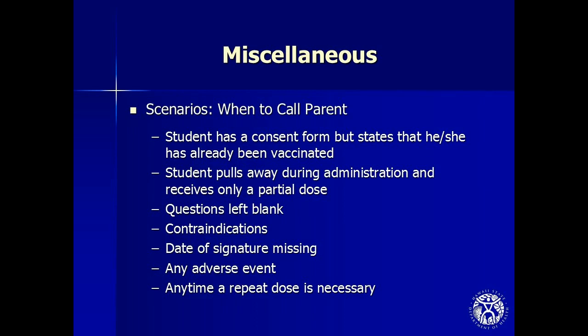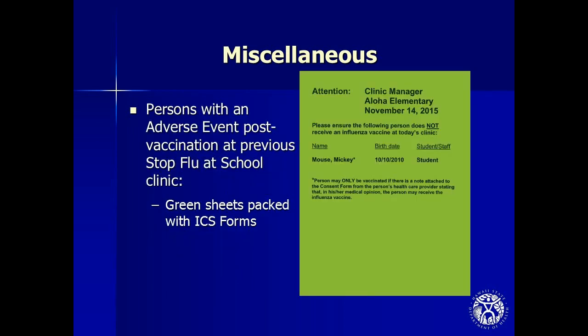Also, parents should be contacted for any adverse event, and any time a repeat dose is necessary. Persons with adverse events post-vaccination at a previous Stop Flu at School clinic will be listed on a green sheet, which will be packed with the ICS forms. The list will include the names of persons who should not be vaccinated at a Stop Flu at School clinic, and those who may only be vaccinated with a doctor's note.